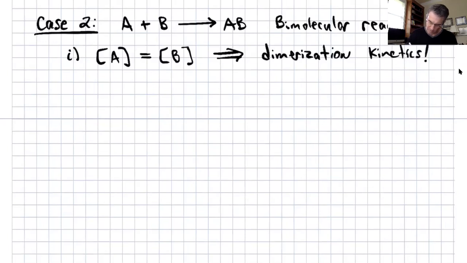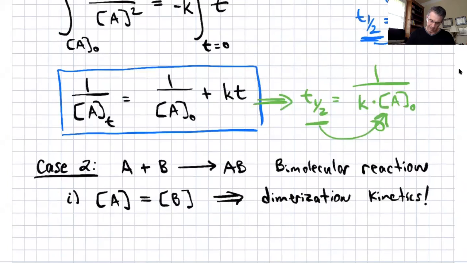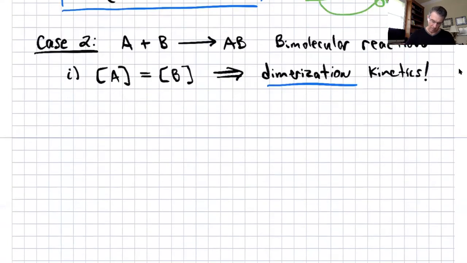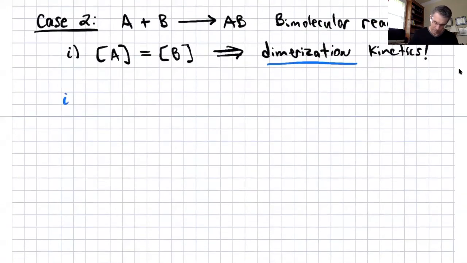Right? The form of the solution basically looks exactly like the one we just solved, in the case where the concentration of A equals the concentration of B. All right, so that one's easy, so we can dispense with that one.